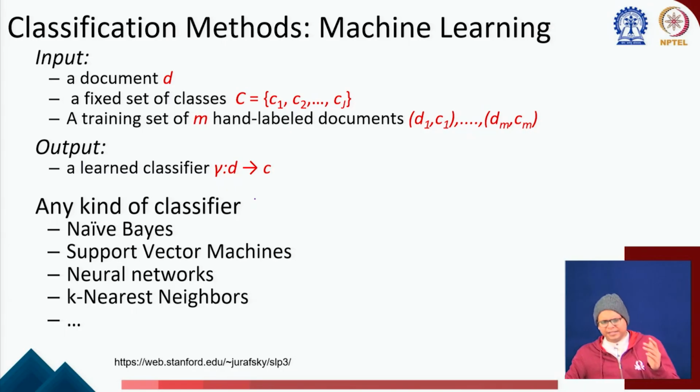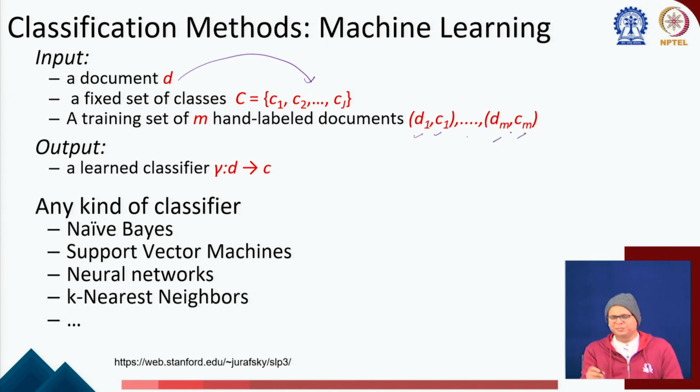Now, in a supervised setup, you would need some labeled data. What will labeled data be in this case? Because given a piece of text you want to classify it into one of these classes, you need some examples. You need examples where document D1 was classified into class C1, and so on up to DM classified into CM. So you have M hand labeled documents, where somebody has to manually annotate and say this is the correct category for this document, and so on.